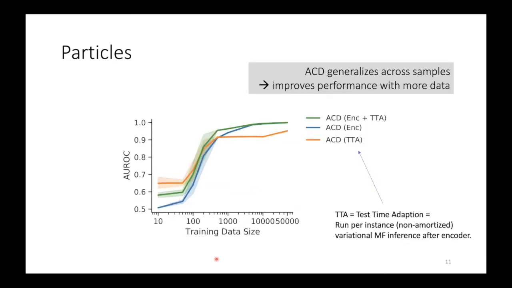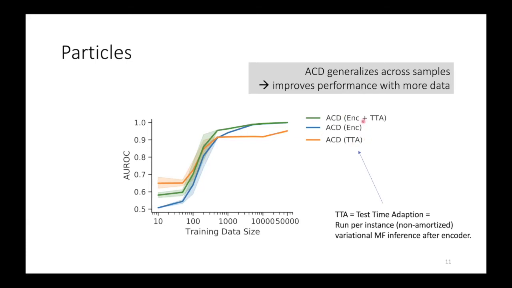Now let's look at training set size. So we have 3 models that we tested here. We have the model that's called ACD, which is the one I just described, which is just the amortized encoder. Then we have something else which we call test time adaptation, where we initialize with basically the encoder, and then we do some non-amortized variational mean field updates on Q of Z, which is the posterior inferred distribution over the latent variables, using the usual mean field updates. And that's not amortized, that's the usual variational inference.